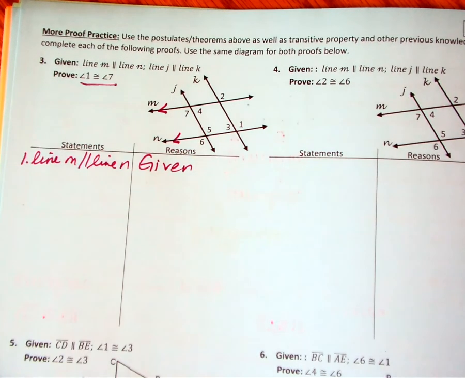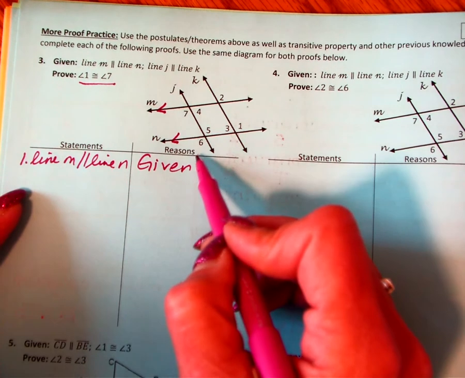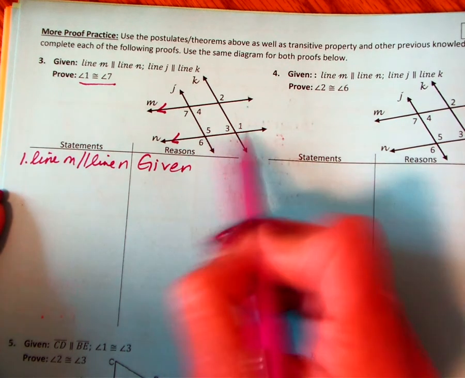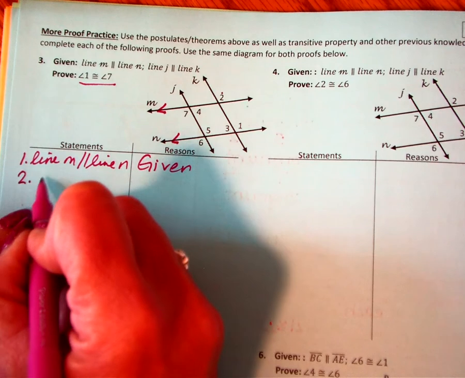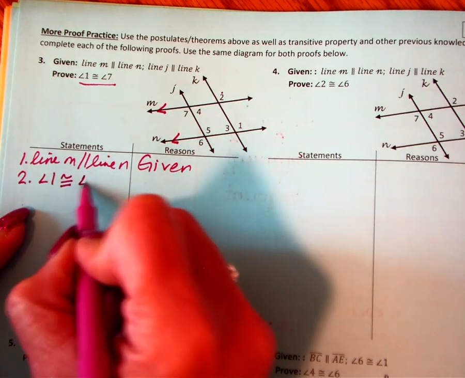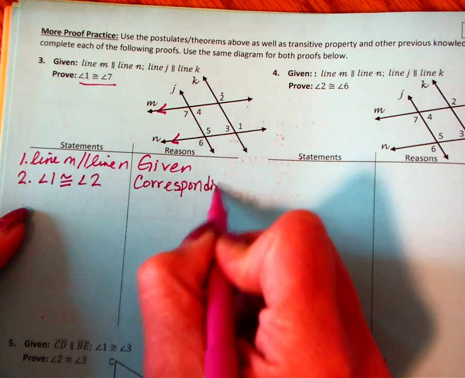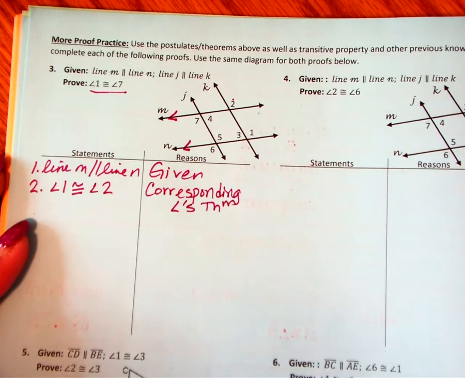Okay, we're going to be trying to show 1 and 7 are congruent. Okay, so anything I can use given that M and N are parallel using angles 1 or 7. Well, if you look here, I can use angle 1 and 2 are congruent because they are corresponding angles. So the corresponding angles theorem.